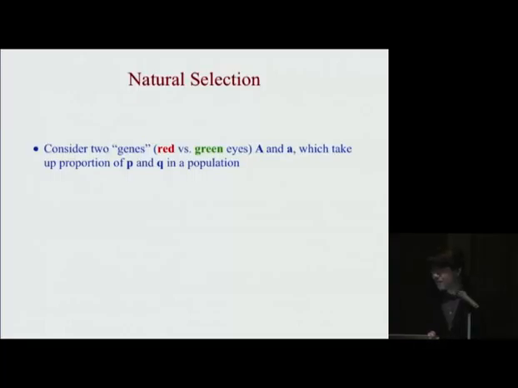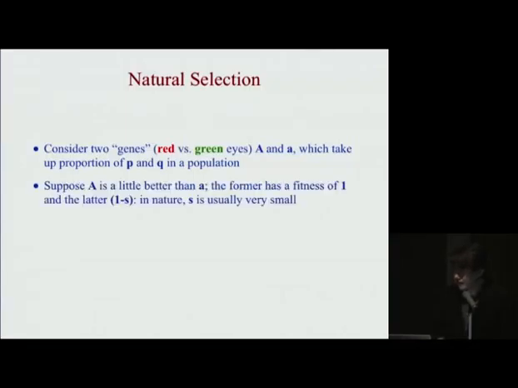Okay. So here's the basic model of natural selection. Let's say you have two genes or two competing variants, call them big A and small a. It could be red eye or green eye in fruit flies. And they make up the proportions P and Q in a population. And let's say, for whatever reason, the red eye, the big A, is slightly better. Let's say it has a fitness of 1 versus 1 minus S, by which I mean in nature the fitness differential is usually very small, but this is something you can do in a lab. You can blast them with a gamma ray and measure the body counts afterwards, or you can go out in a natural environment and count the frequencies of those variants after a drought or after rain and so on. So that's something you can quantify. As we'll see, we'll do the same for language.